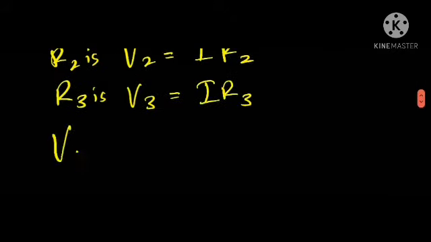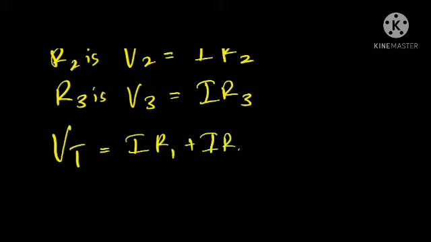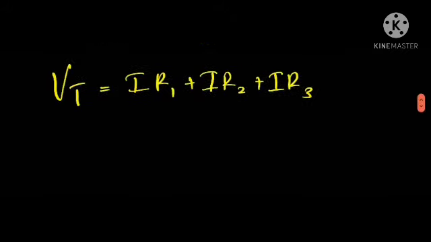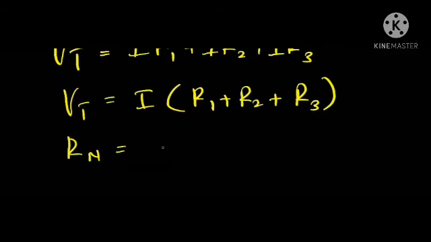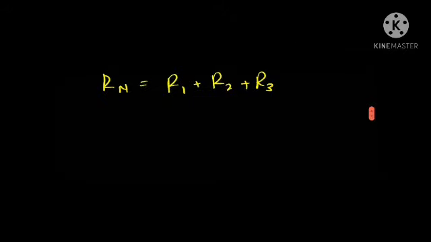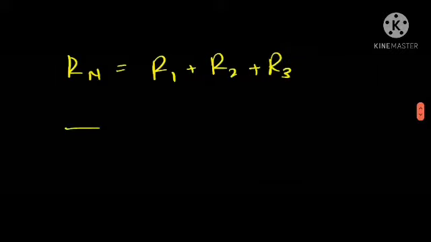If we substitute the values of the individual voltages, we get V equals IR1 plus IR2 plus IR3, or V equals I times (R1 plus R2 plus R3). This implies that the total resistance in series is equal to the sum of the individual resistances. Therefore, for n resistors connected in series, R series equals R1 plus R2 plus R3 plus R4 plus up to Rn.